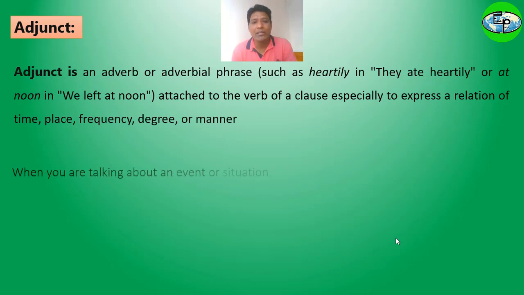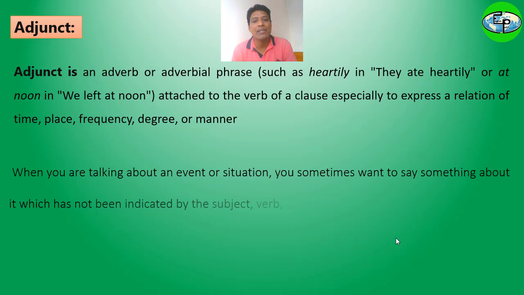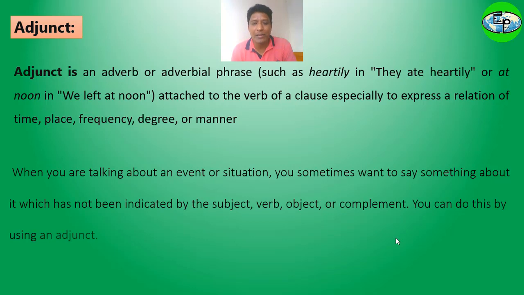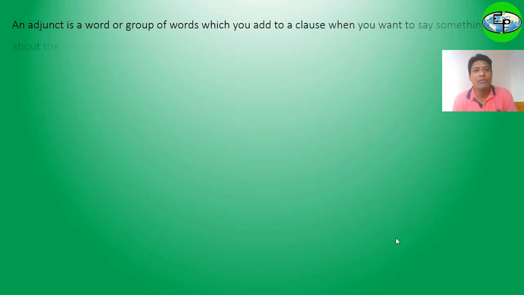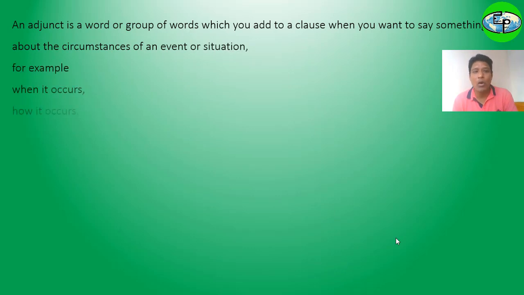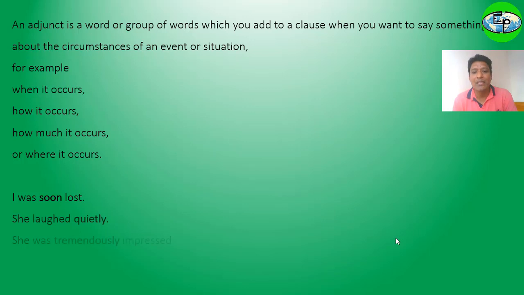When you are talking about an event or situation, you sometimes want to say something about it which hasn't been indicated by the subject, verb, object or complement. You can do this by using an adjunct. An adjunct is a word or a group of words which you add to a clause when you want to say something about the circumstances of an event or situation. For example, when it occurs, how it occurs, how much it occurs, or where it occurs. I was soon lost, she laughed quietly, she was tremendously impressed, he fumbled in his pocket.